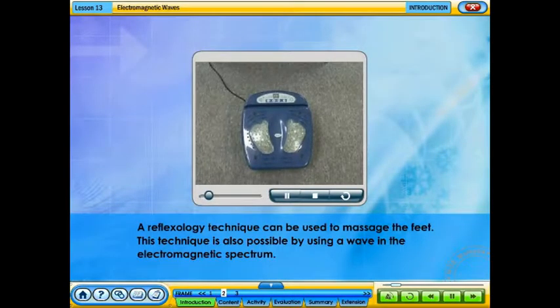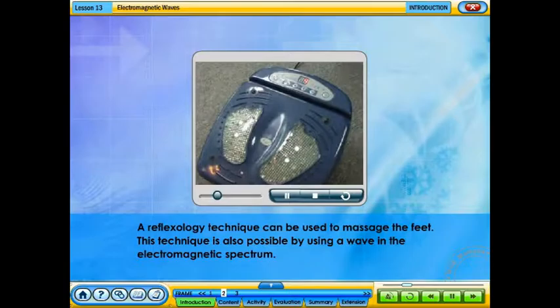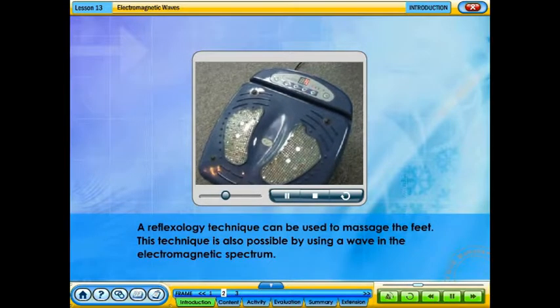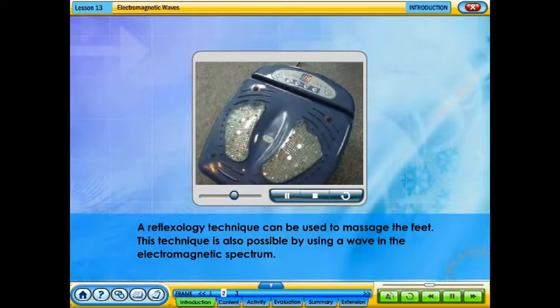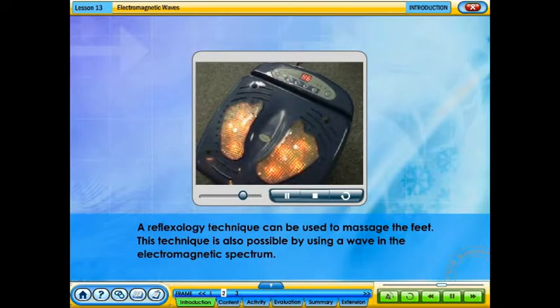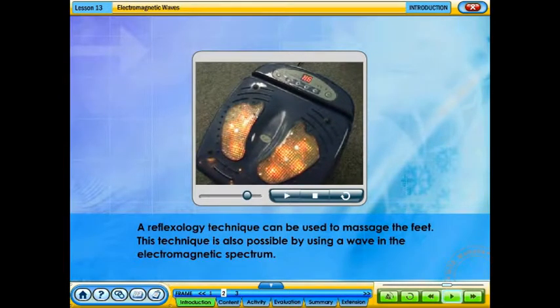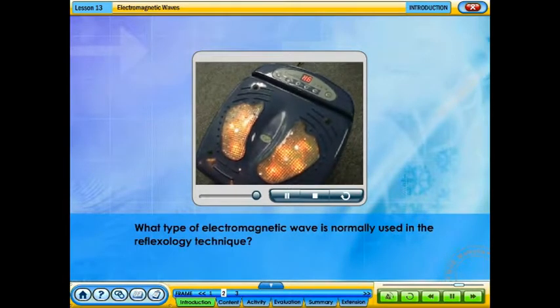A reflexology technique can be used to massage the feet. This technique is also possible by using a wave in the electromagnetic spectrum. What type of electromagnetic wave is normally used in the reflexology technique?